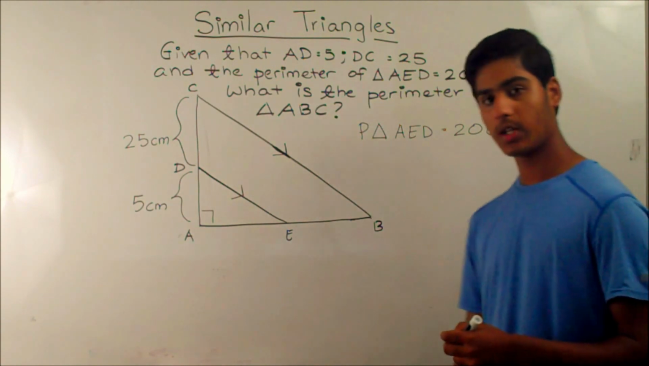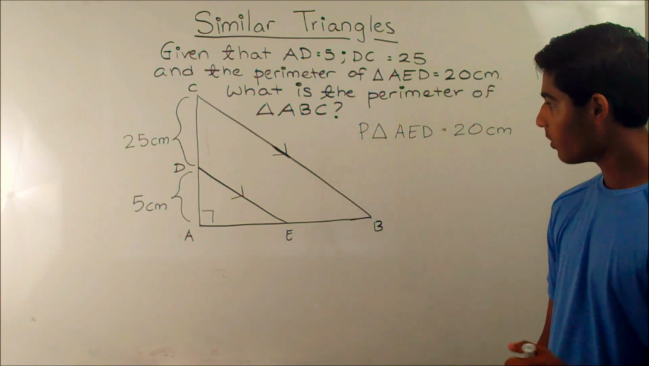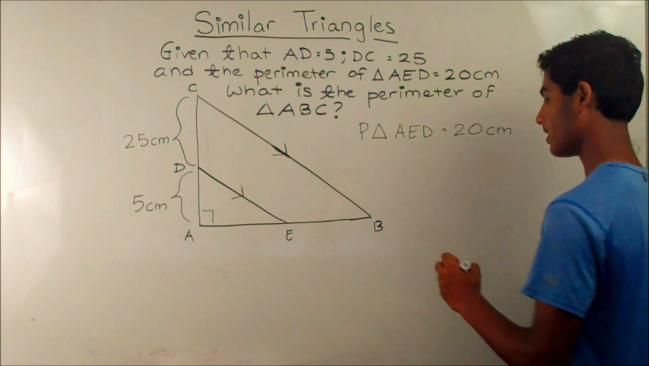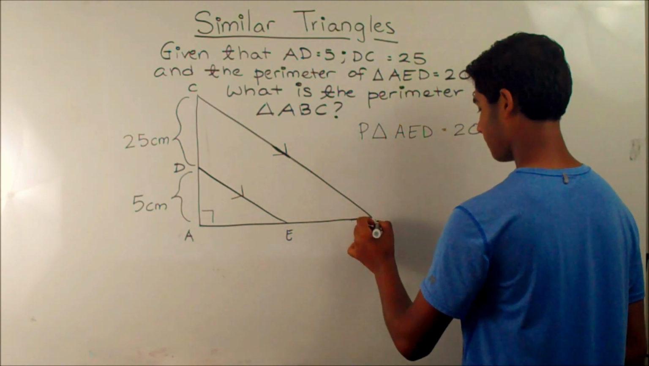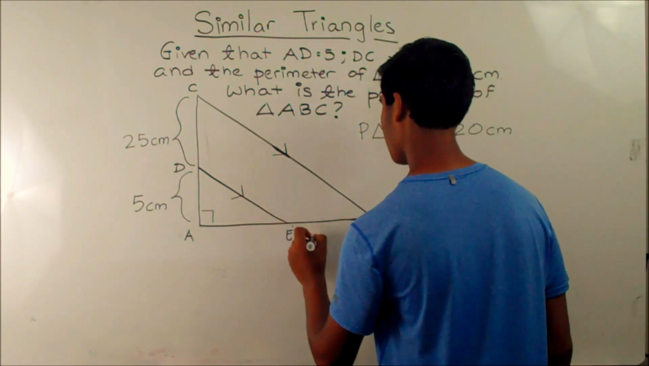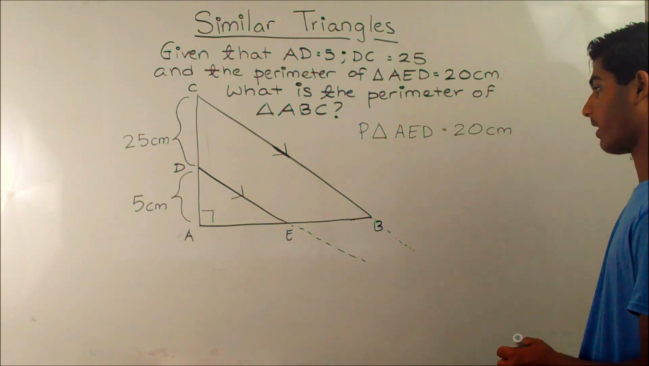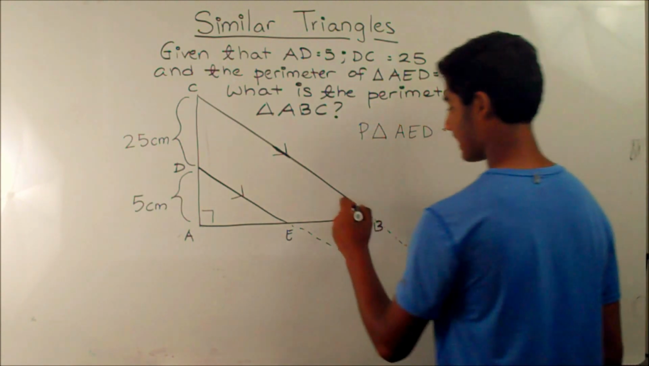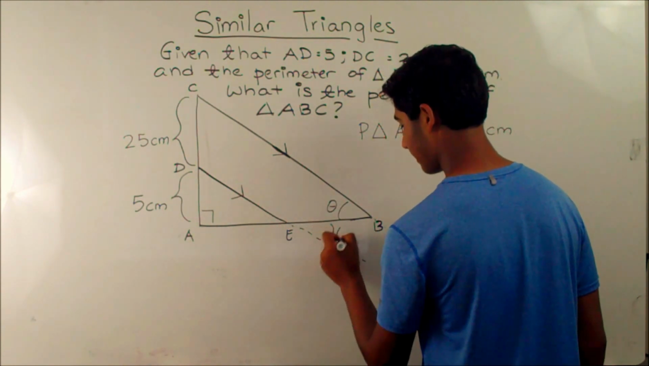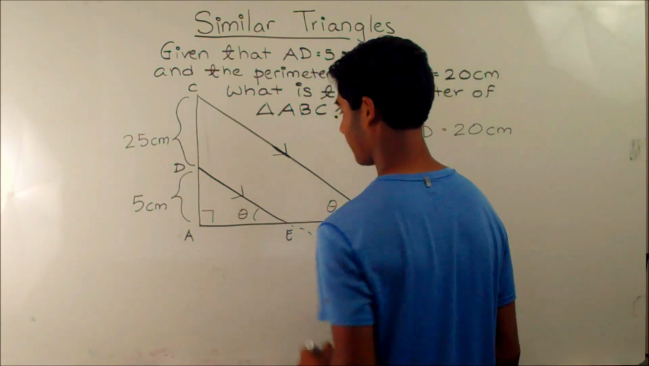So first, what can we tell between these two triangles, AED and ABC? Well, we know that their hypotenuses are parallel. So that means that if we extend both of them out, then this line becomes a transversal line between two parallel lines. And let's say that this angle is angle theta, then that means that this angle is also angle theta, meaning that this angle is angle theta.